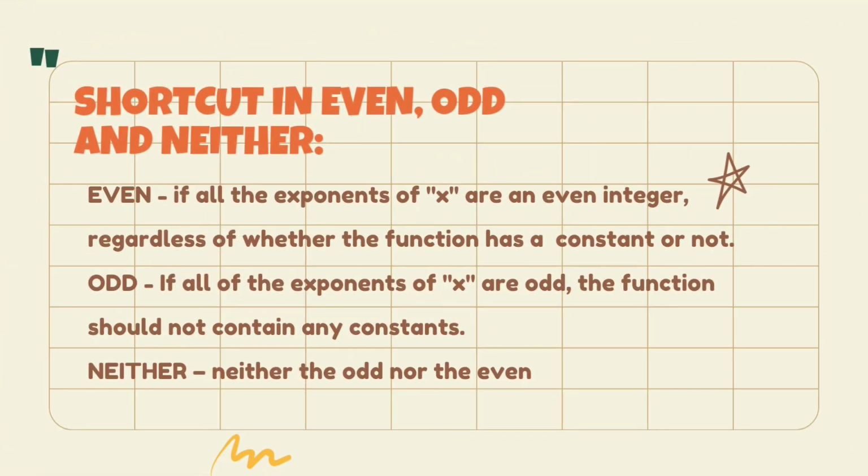Even: if all of the exponents of x are even integers, regardless of whether the function has a constant or not. For odd: if all of the exponents of x are odd, the function should not contain any constants. Otherwise, it is neither odd nor even.